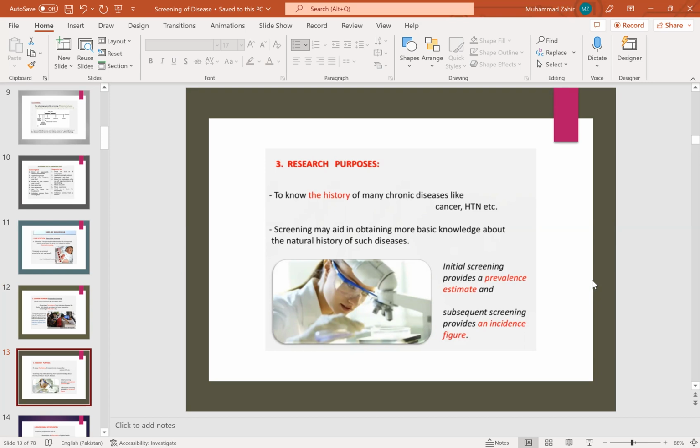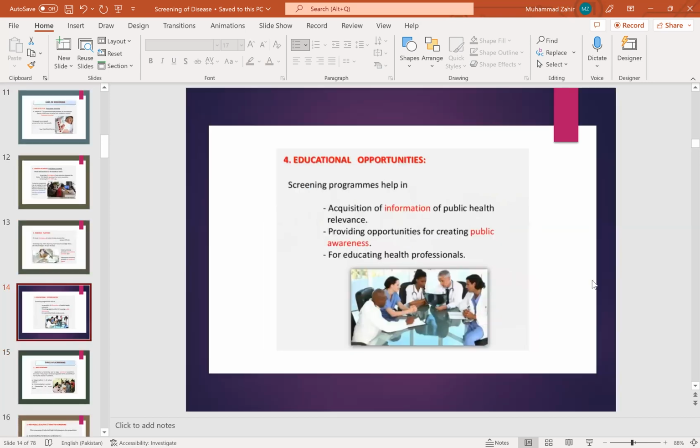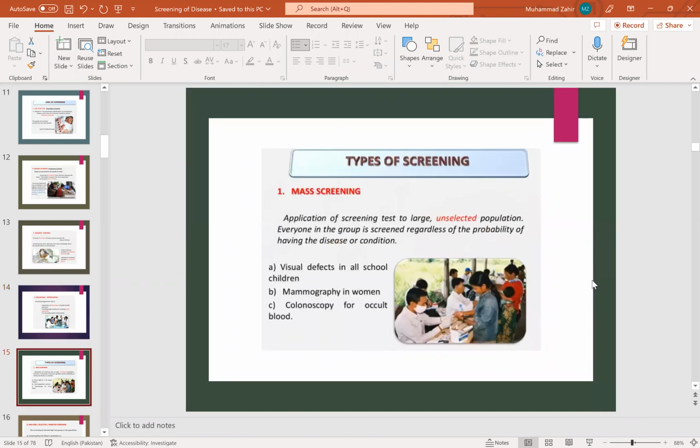Third is research purpose, to know the history of many chronic diseases like cancer and hypertension. Screening may aid in obtaining more basic knowledge about the natural history of such diseases. Initial screenings provide a prevalence estimate and subsequent screening provides an incidence figure. Fourth is educational opportunities. Screening programs help in acquisition of information of public health relevance, providing opportunities for creating public awareness and for educating health professionals.